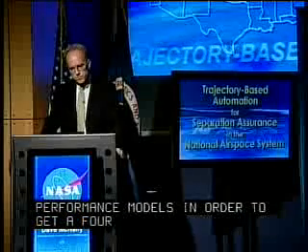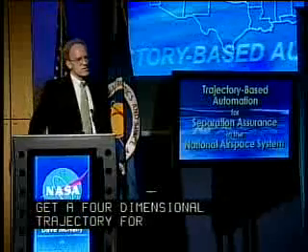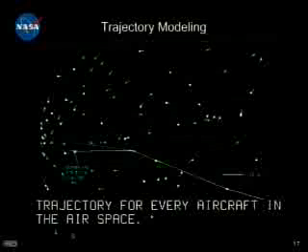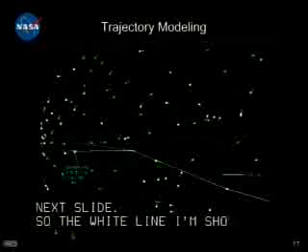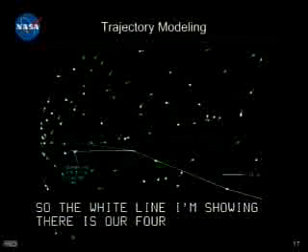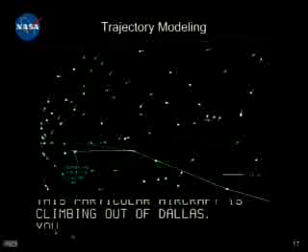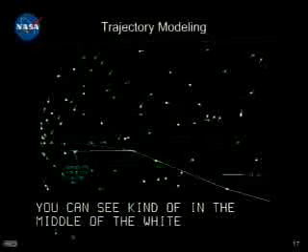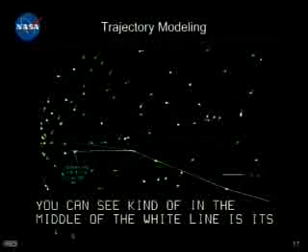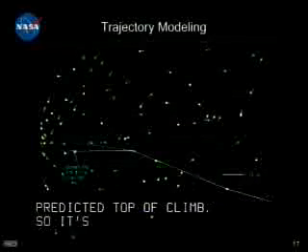Next slide. So the white line I'm showing there is our four-dimensional trajectory for this aircraft. This particular aircraft is climbing out of Dallas. You can see kind of in the middle of the white line is its predicted top of climb. Looks like it's about 12 minutes to the predicted top of climb.